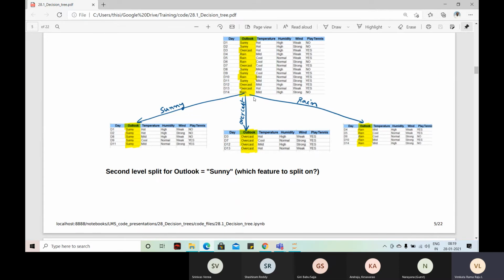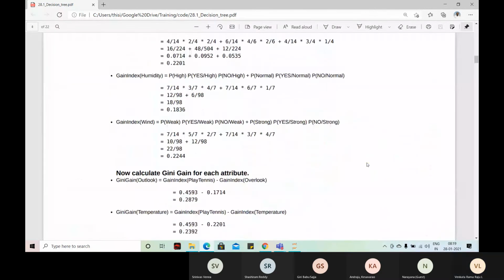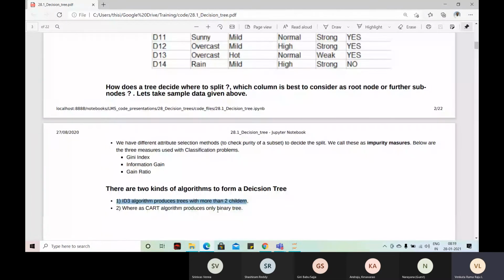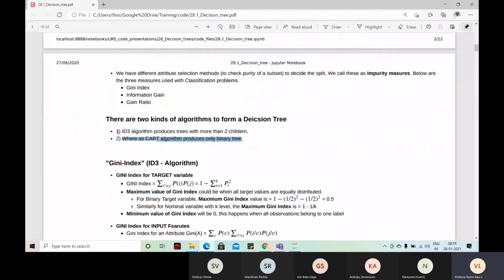Then, outlook is equal to overcast. All the overcast will come to one side, and sunny and rain records come into the other side. Again you apply: is outlook equal to rain or sunny? Again you make a split. That is binary split only. CART algorithm does binary split only. ID3 algorithm does multi-way split.